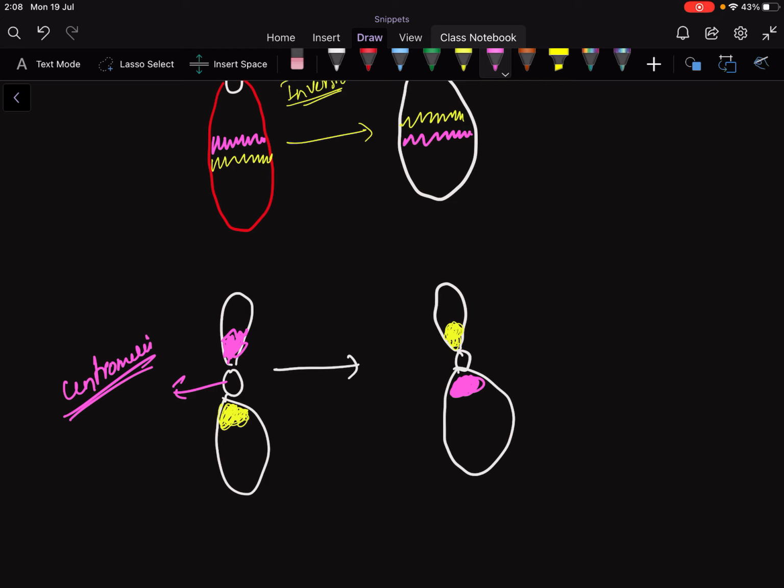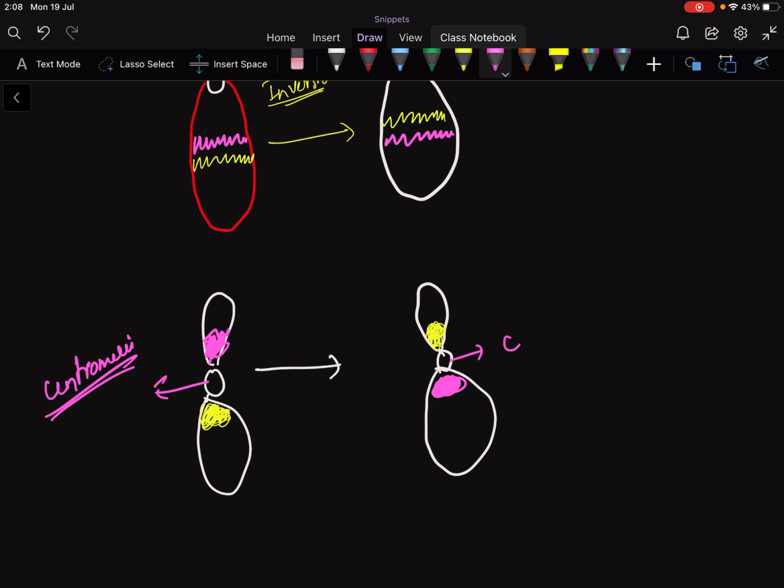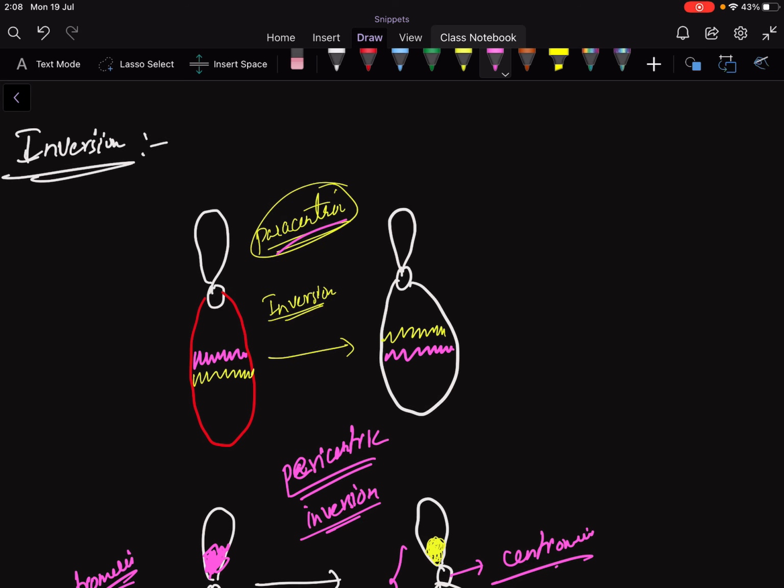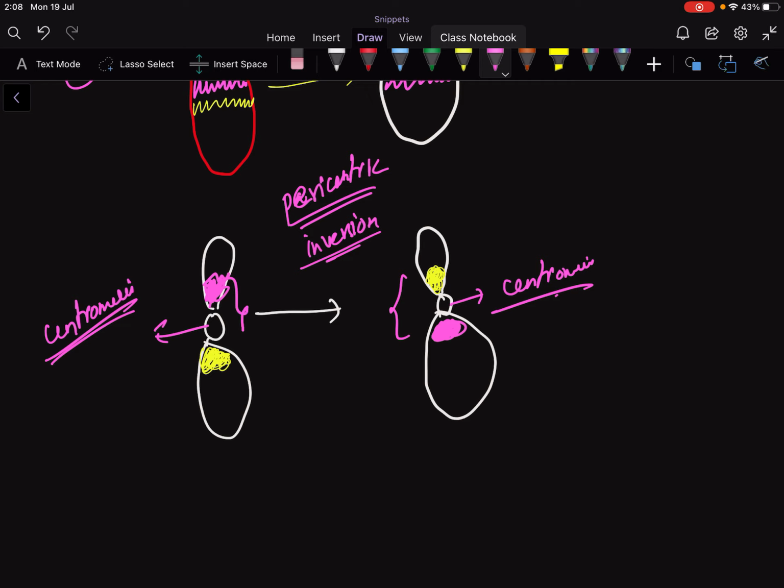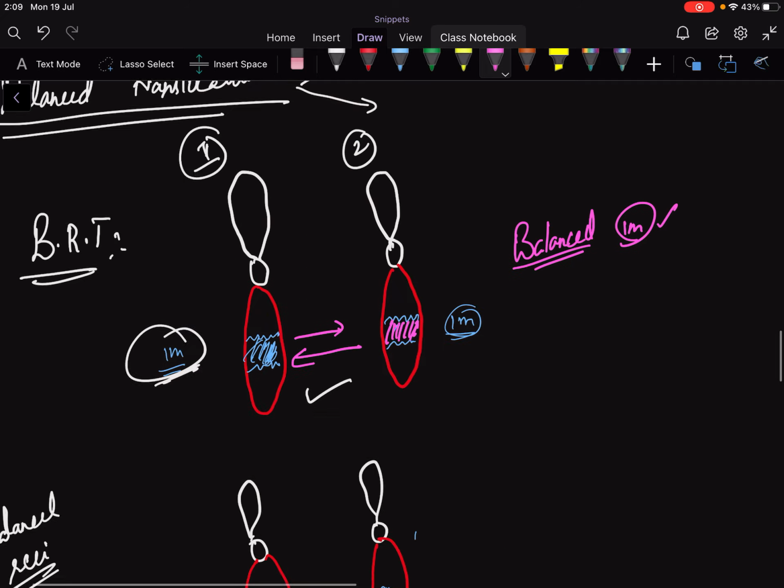So what is happening here? Here the centromere is getting flipped, right? Or this entire thing is flipped, so we can call it inversion. But the case here is the centromere is also getting involved, hence it is called a pericentric. Here it was paracentric because it was not involving the centromere. But here, as you can see, this entire thing is getting flipped upside down, including the centromere. So hence it is called pericentric inversion. So now we will take a look at the diagram.